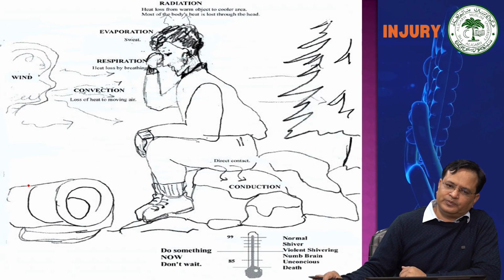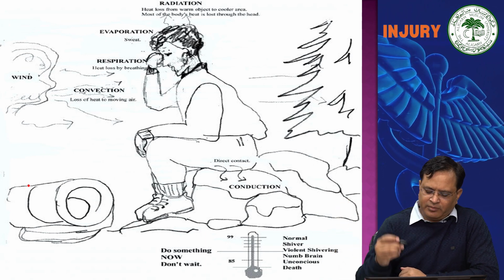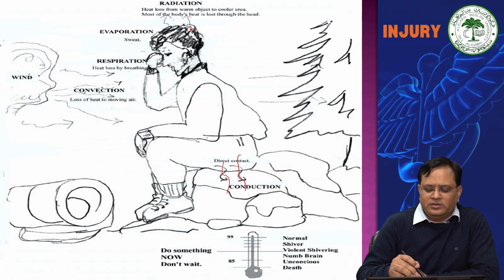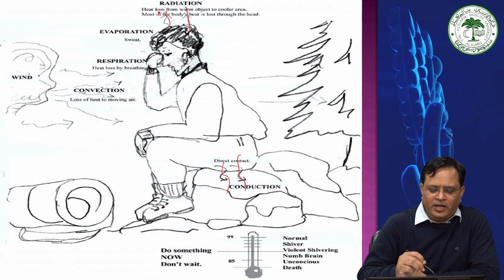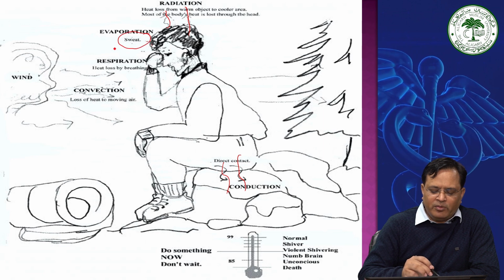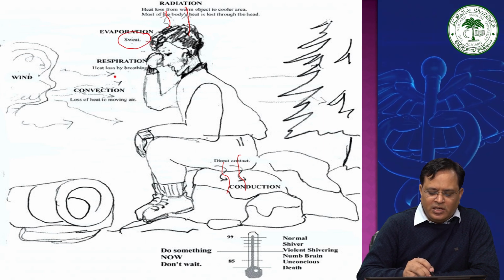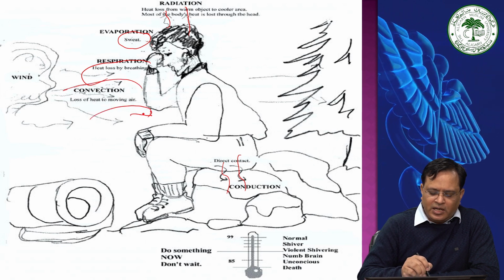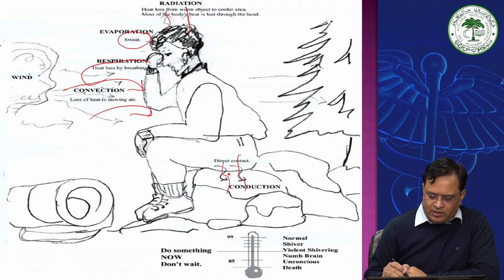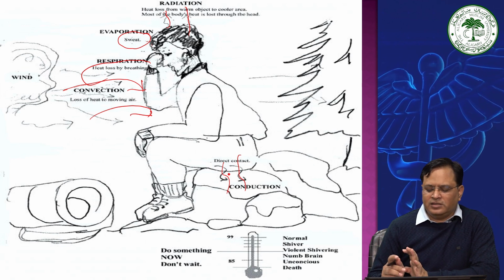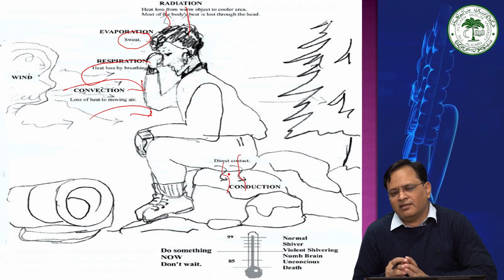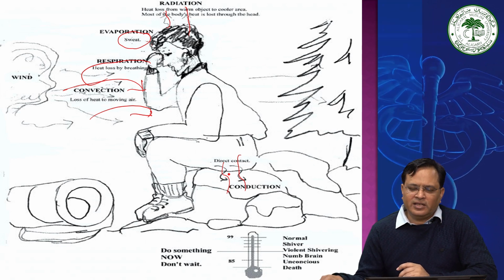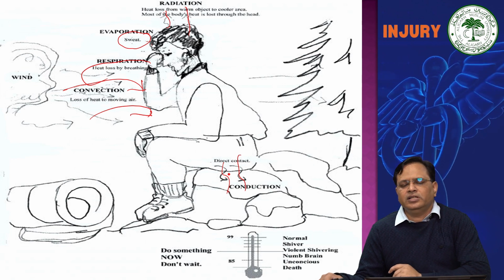This is another diagram. The person is sitting, conduction is happening there, then radiation is also happening from the head, evaporation is happening from the sweat, respiration is heat loss by breathing, and convection is air coming in contact with the skin and taking away the heat. All the mechanisms are at work if a person is exposed to the external environment; heat loss is happening from everywhere. So we should be aware of that. That's why proper clothing is recommended.